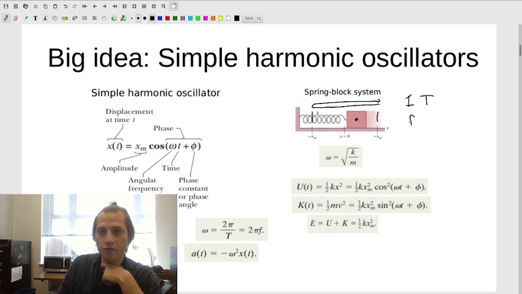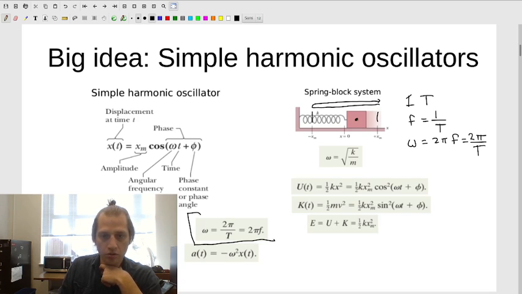If you want to find the frequency, that's how many times it goes back and forth each second. That would be 1 over T. And if you want to find the angular frequency, that would be 2 pi times the frequency, or 2 pi over T. So of course these equations are all sort of summarized right there on your equation sheet.